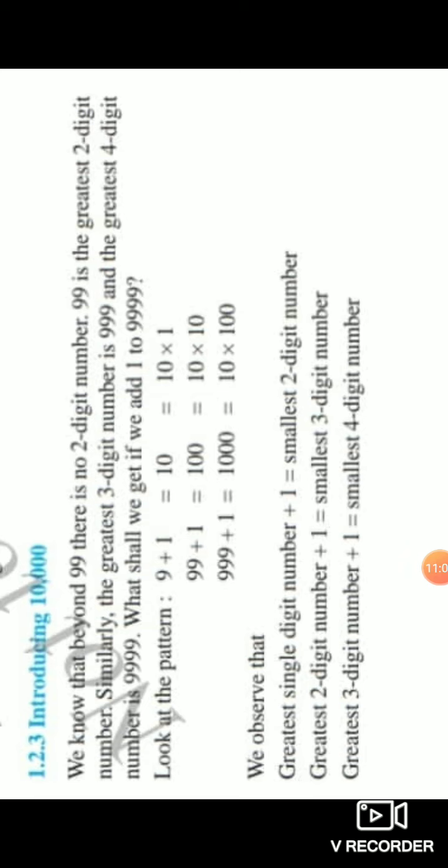Similarly, you can introduce 1 lakh in this pattern. The greatest 5-digit number is 99,999. 99,999 is the greatest 5-digit number. If you add 1 to this number, you will get 1 lakh. 1 lakh will be obtained by adding the greatest 5-digit number with 1.